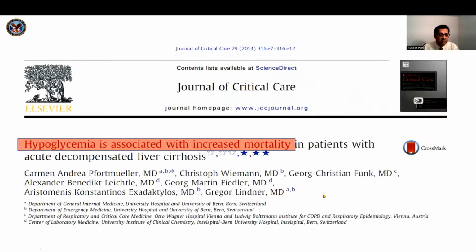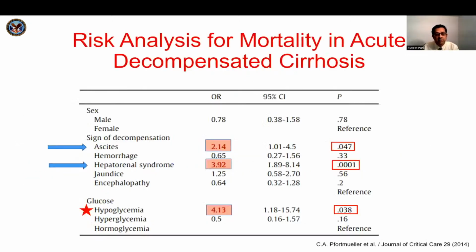Now, another important component not to ignore, and to pay more attention to, is hypoglycemia. This study from Switzerland demonstrated that hypoglycemia is associated with increased mortality in patients with acute decompensated liver cirrhosis. When we look at the traditional risk factors for dying as a result of hepatic complications like ascites or hepatorenal syndrome, hypoglycemia had higher odds even than hepatorenal syndrome, which is very important to know.